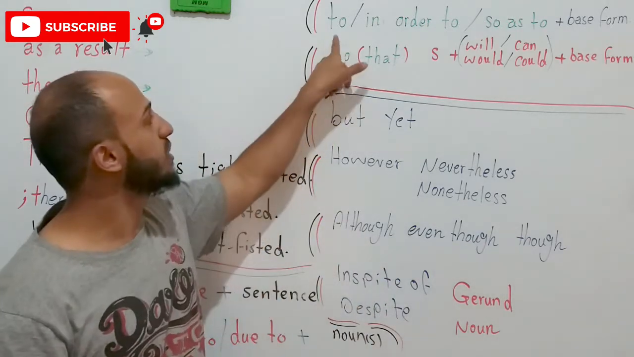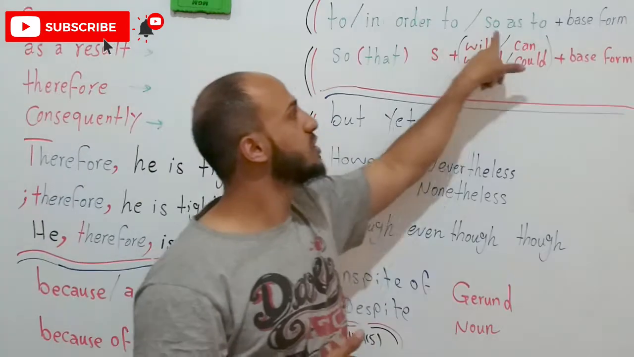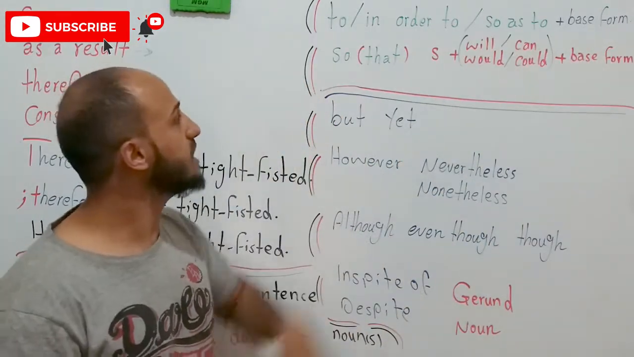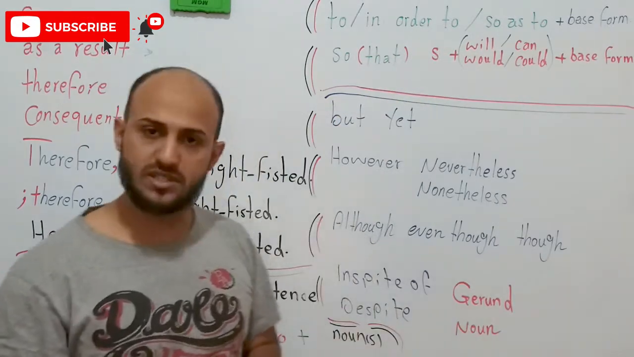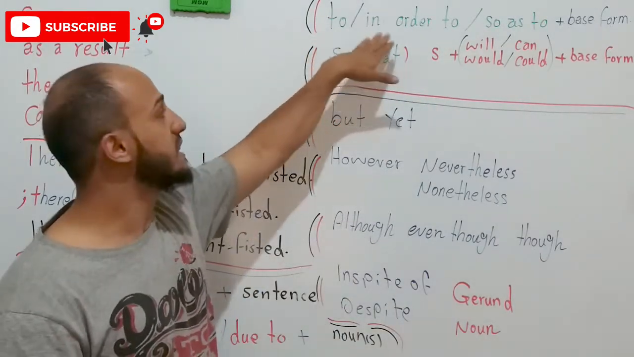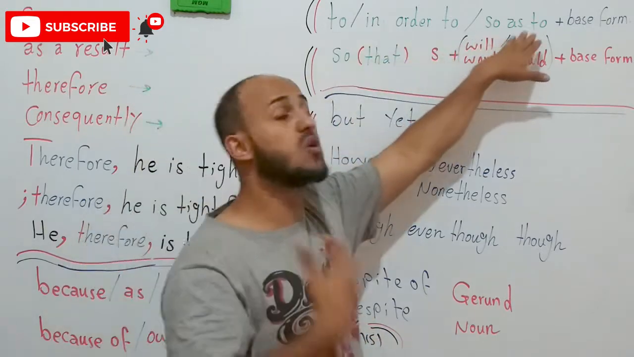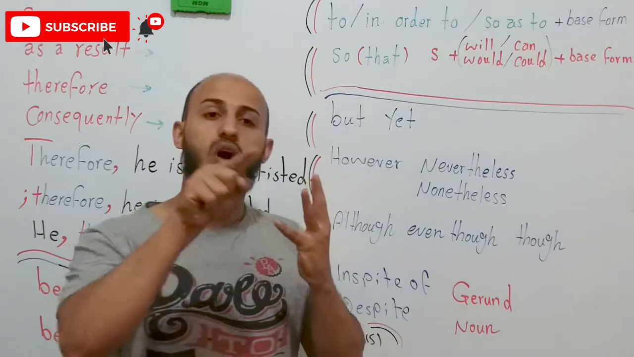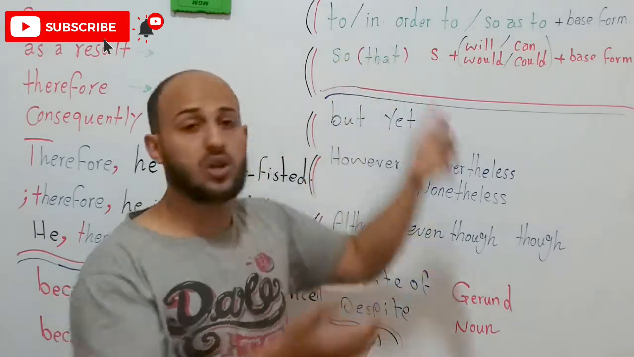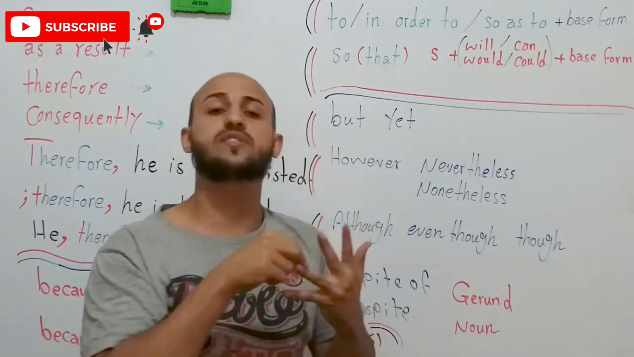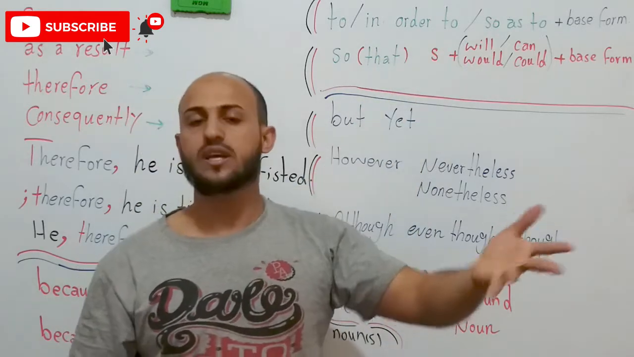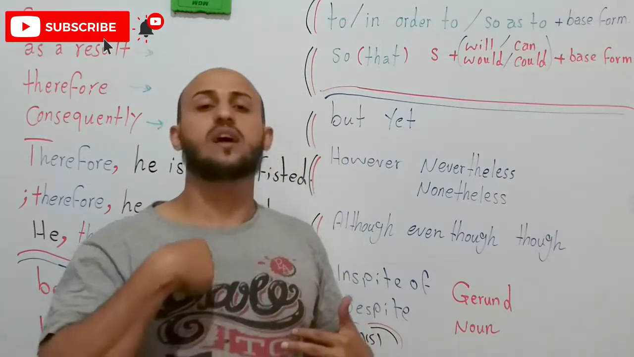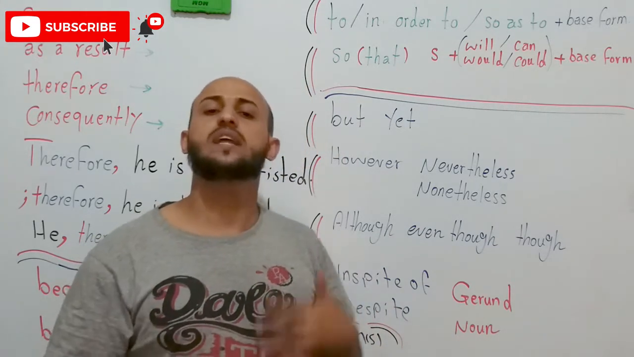All right. So we have the word to, in order to, so as to. After it, we use base form. In this case, guys, as we said before, this is normal English. This is formal. This is more formal. So as to. All right. So for example, you say, I watch your videos to learn English. I watch your videos in order to learn English. I watch your videos so as to learn English.